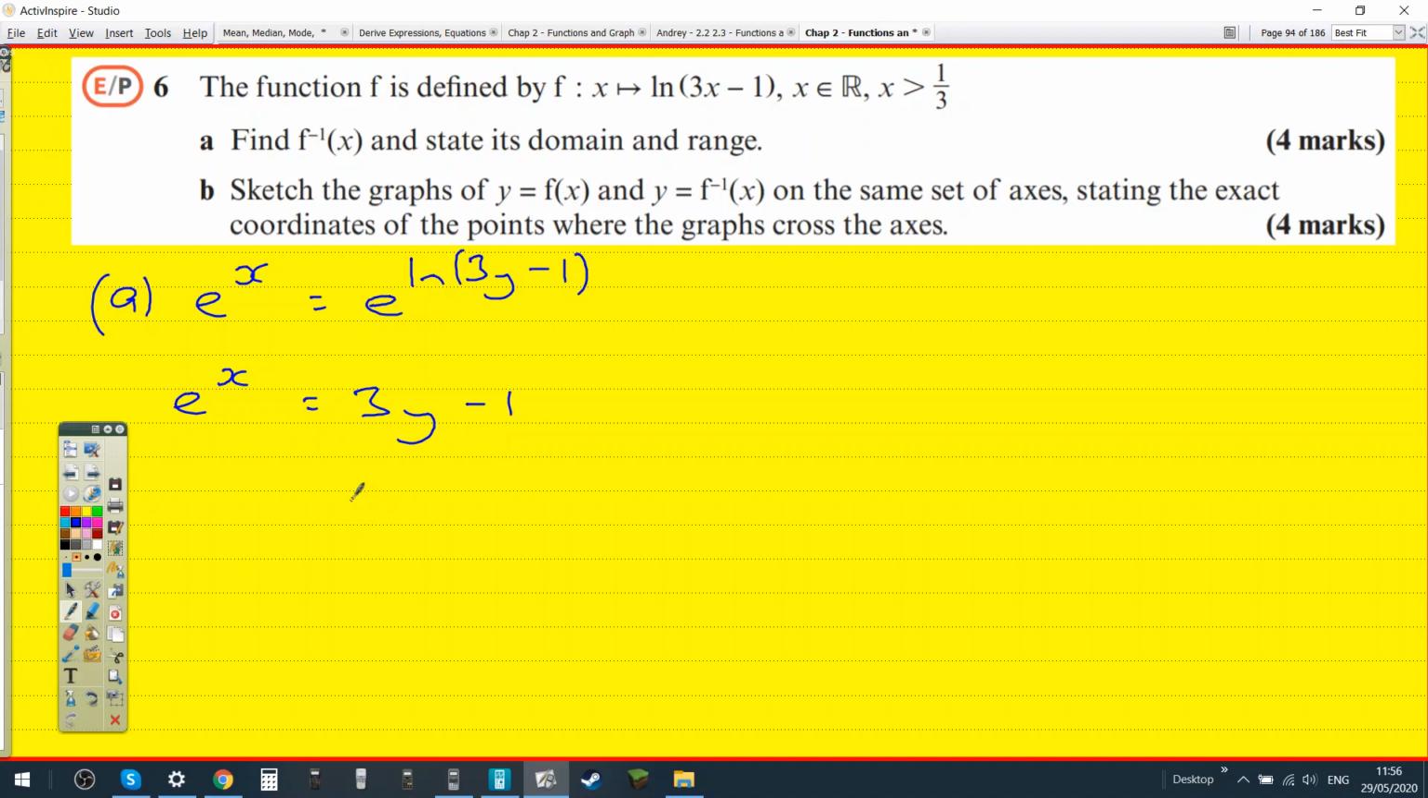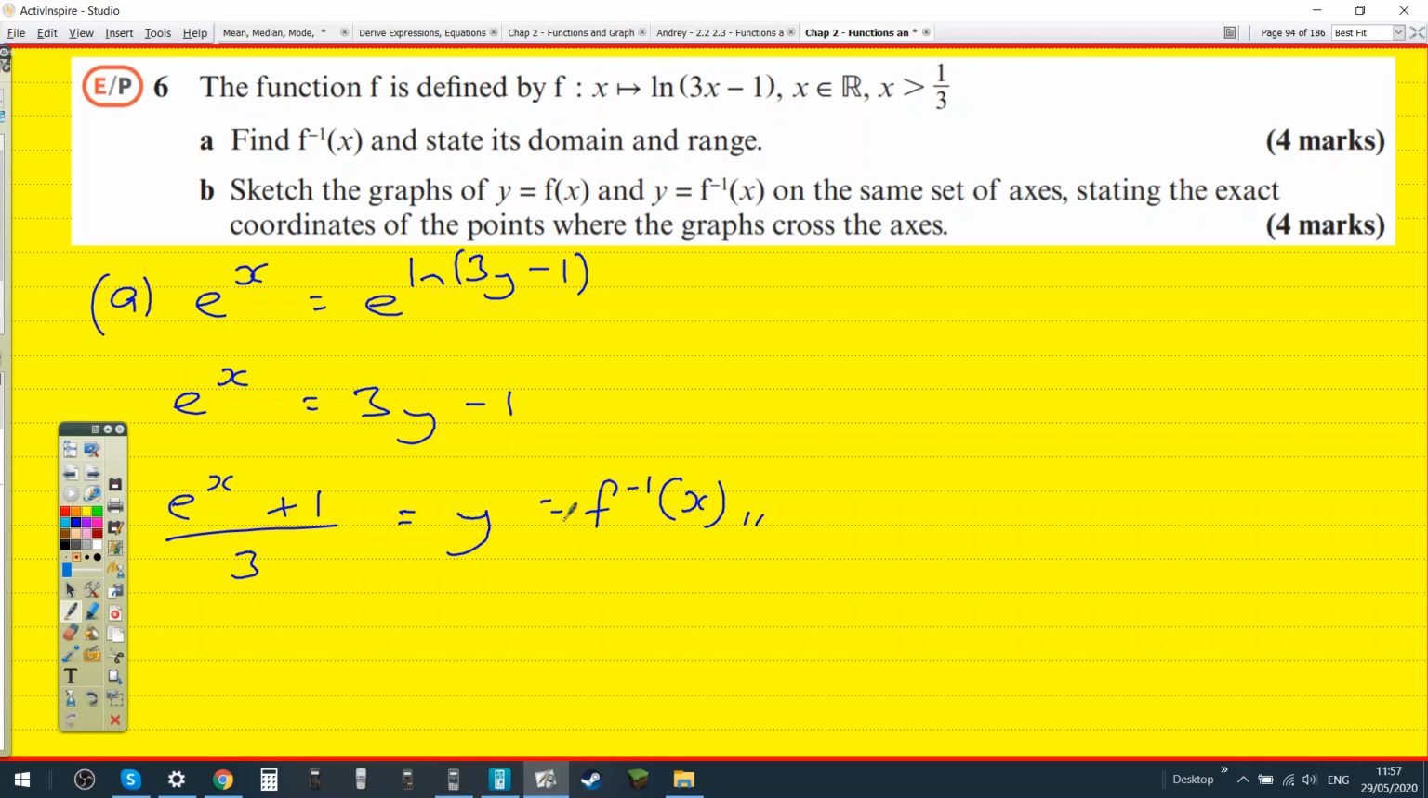And so e to the x plus 1 over 3 equals y. Yes. So e to the x plus 1, all over 3, is equal to y, which is equal to the f inverse of x. Great, you got it.